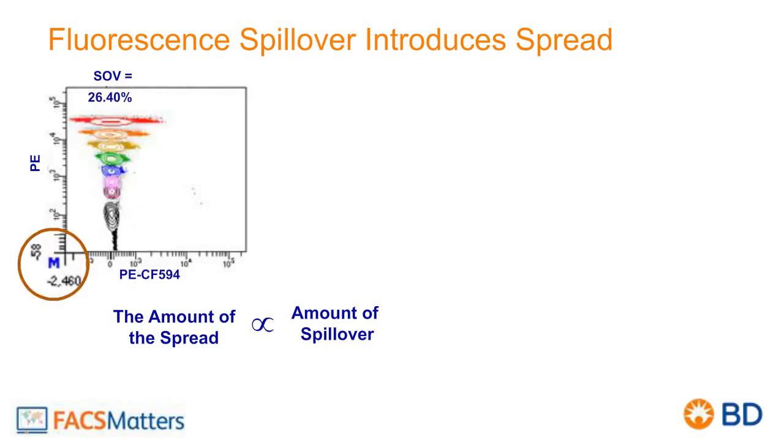And here we take another case of PE CF594 going to PE, which has a relatively high spillover value, and you can see how much spread we have. And in particular, notice, again, we're using a biexponential scale, and the bottom end of the scale is minus 2,500. So the spread that you're seeing on the red population is going from effectively minus 2,500 to positive 2,500. So it's very, very large. The biexponential scale can make things look more compact than they really are.